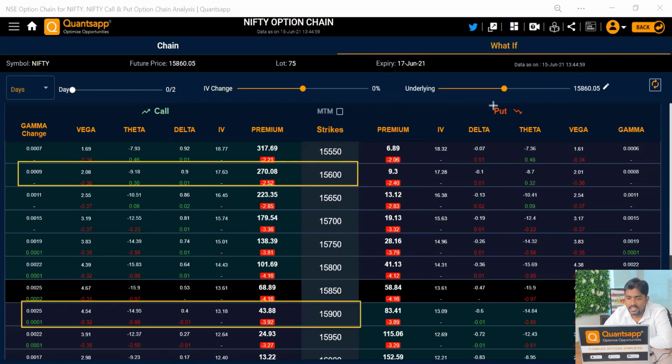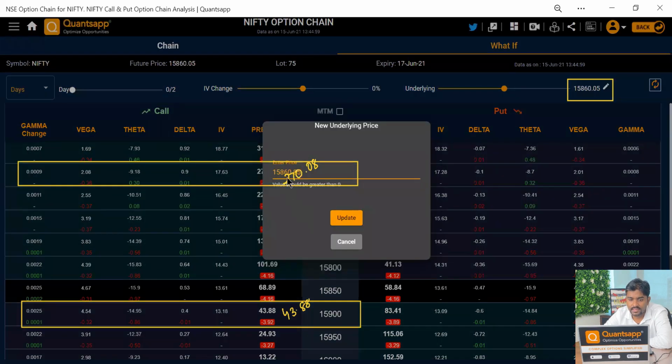Okay, so I'll change the spot price by 100 points. Now let's see how this affects. First we can write it so that we will be able to recall what the value is. So I'm writing here only 270, okay, and 443.88. Now I'll change the price by 100 rupees and see the effect on these strike prices. First let's come to this, and I'll change it to 960.